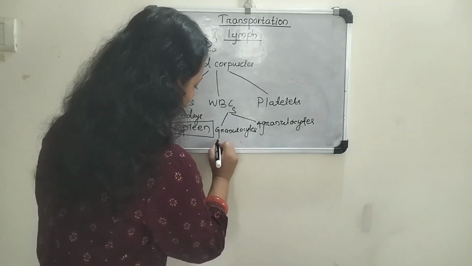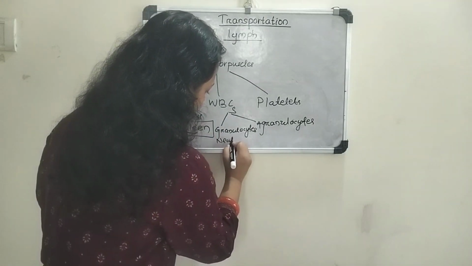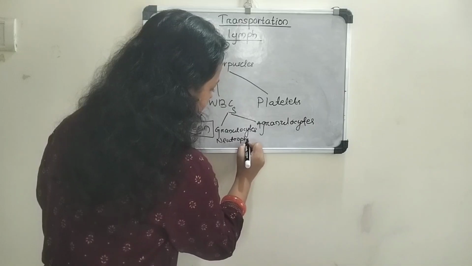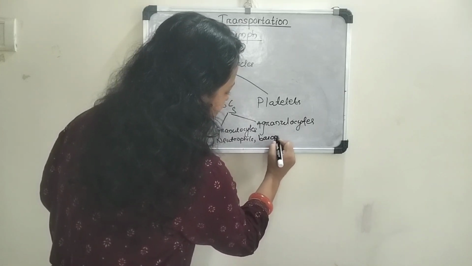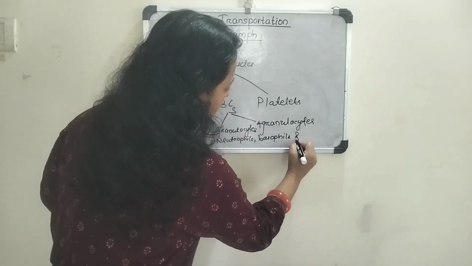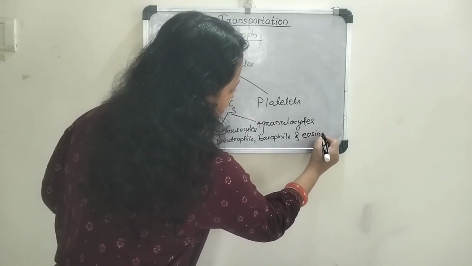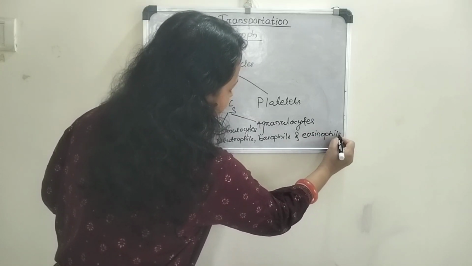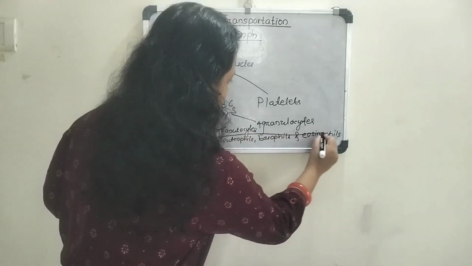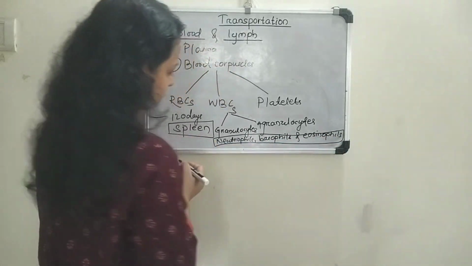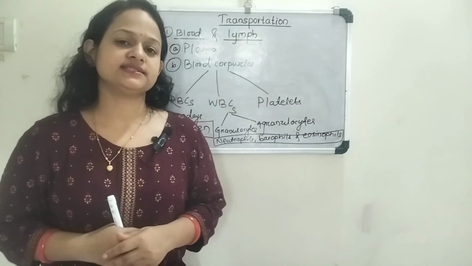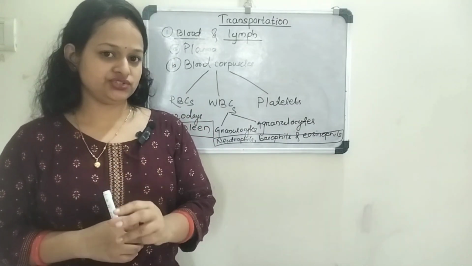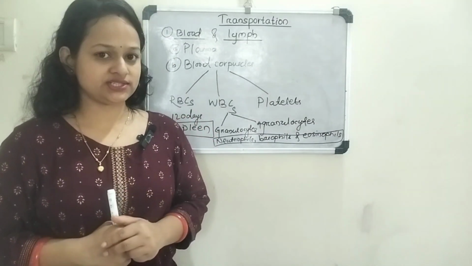These three types of WBCs contain granules in their cytoplasm, so they are granulocytes.